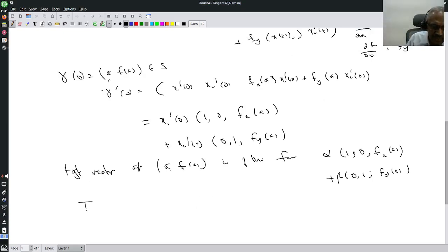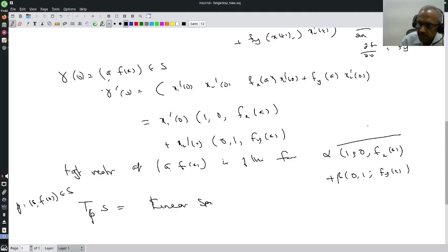So the tangent space at the point, let me call it P equals (a, f(a)), that is in the surface S. T_P of S by definition is the linear span of the tangent vectors. Let me give these names: E1 and E2. These are vectors in R3, and the tangent space is the linear span of E1 and E2.